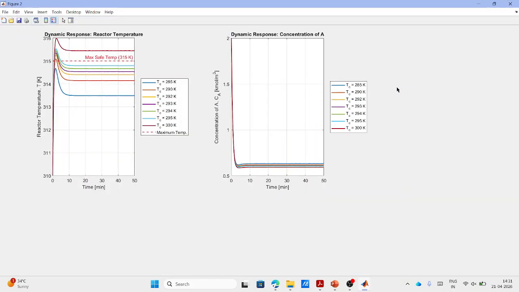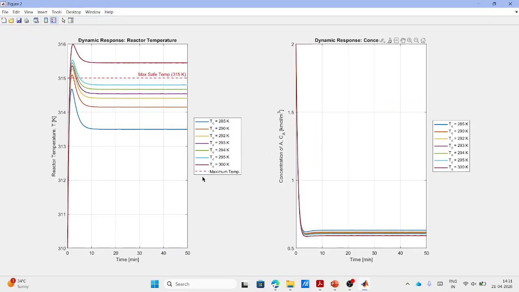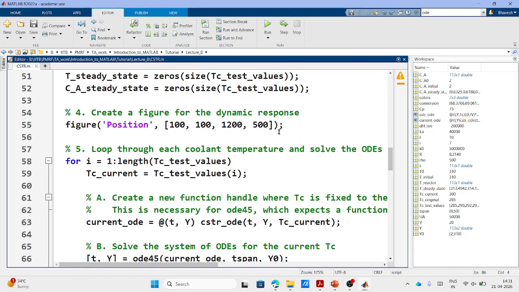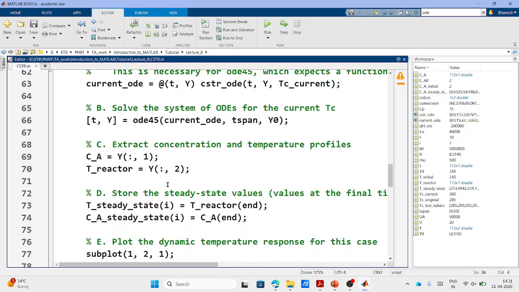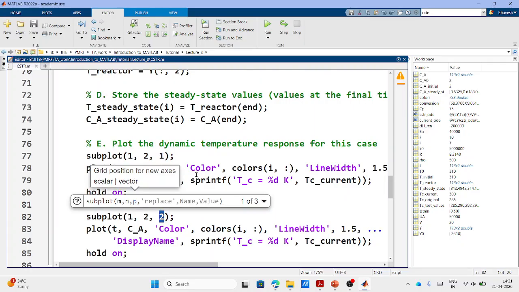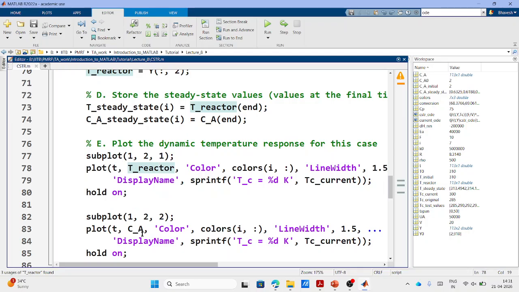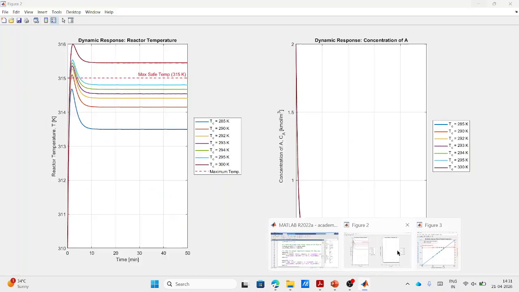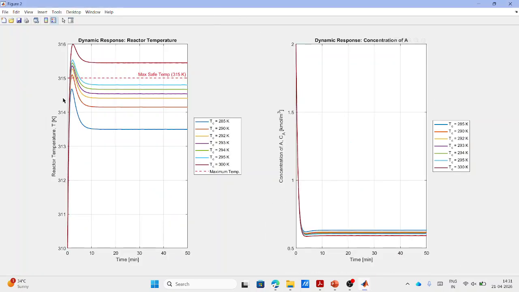Yeah. So here, this is your part. As you can see, I had created a subplot, right? We had subplot 1, 2, 1. So one row, two columns, and this is the first column and the second column. The first column was for the temperature, the second column was for the concentration. Can you see it? The first graph is for the temperature, the second is for the concentration.